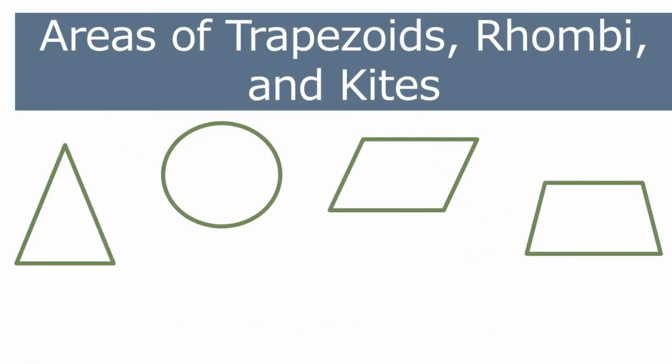There we go, areas of trapezoids, rhombi, and kites. Trapezoids have one formula, rhombi and kites, they share a formula.